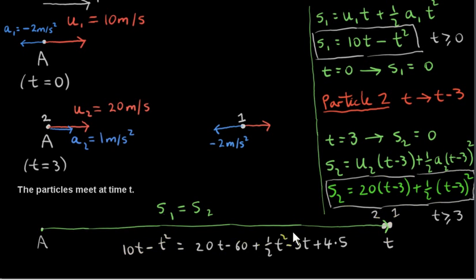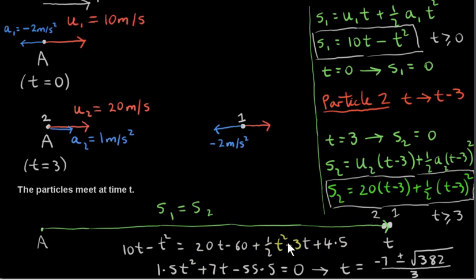Here is S1. I've expanded out the brackets here. 20 into t minus 3 is 20t minus 60. Squaring out this bracket, we get t squared minus 6t plus 9. We divide by 2 to get a half t squared minus 3t plus 4.5. This is a quadratic equation. We get it into standard form by having 0 on one side. Now we solve this using the minus b formula.